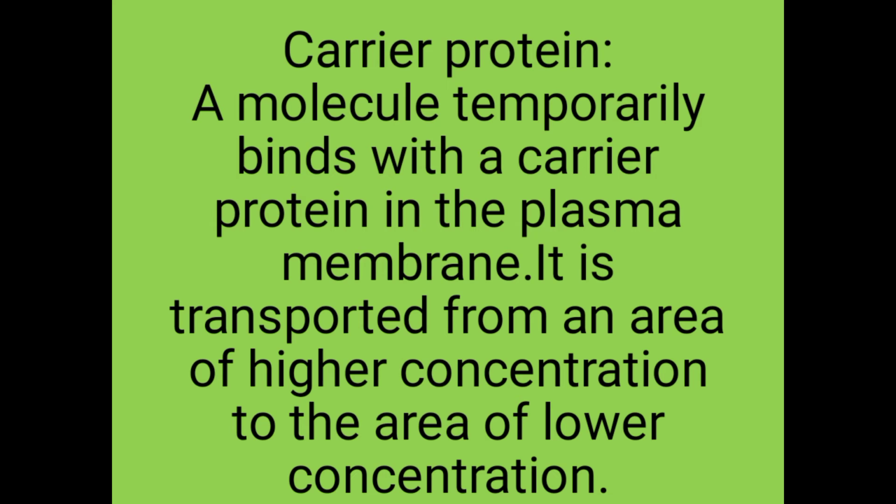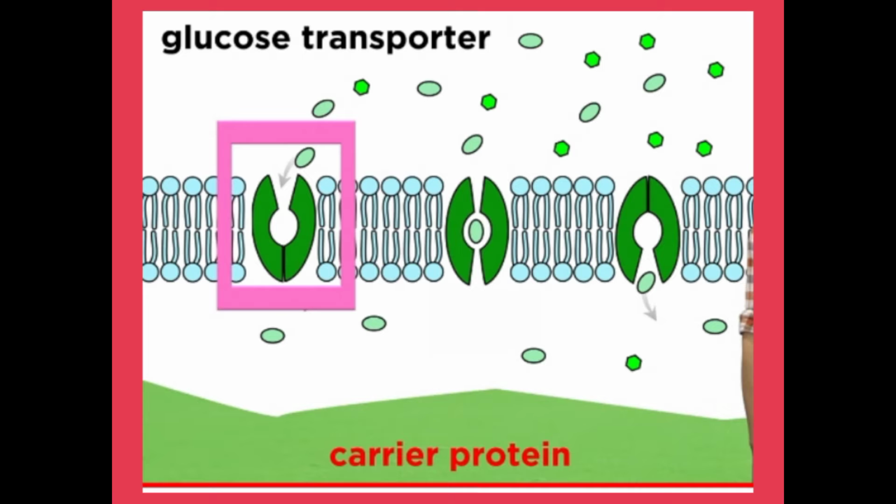Carrier protein. In a carrier protein, a molecule temporarily binds with a carrier protein in the plasma membrane. It is transported from an area of higher concentration to an area of lower concentration. This is a diagram of carrier protein. In this diagram, the carrier protein alternates between two conformations, like the glucose transporter, where binding glucose causes a change in shape, and once glucose is released it changes back to its original conformation.